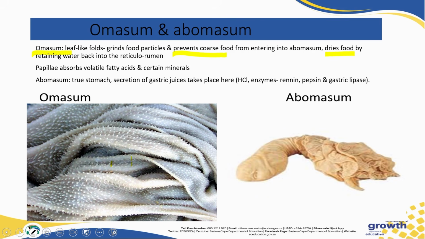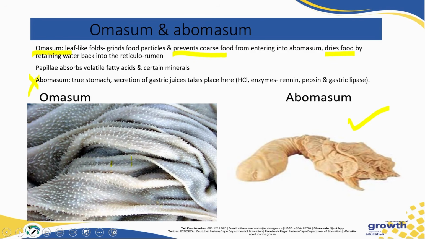The volatile fatty acids, the end products, you remember I said they are acetic acid, butyric acid, and propionic acid. They are absorbed there. And then the last part of the stomach is the abomasum. This is the true stomach, the milk stomach, as I have mentioned before, in the case of the young ruminant animal. It is where secretions are taking place.